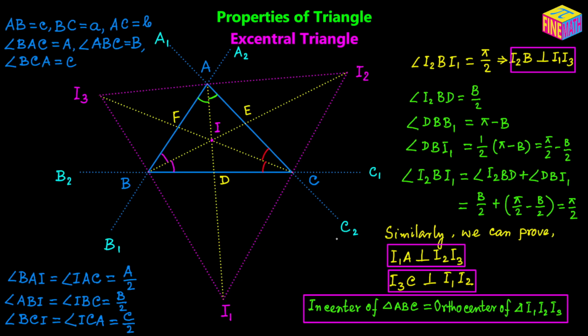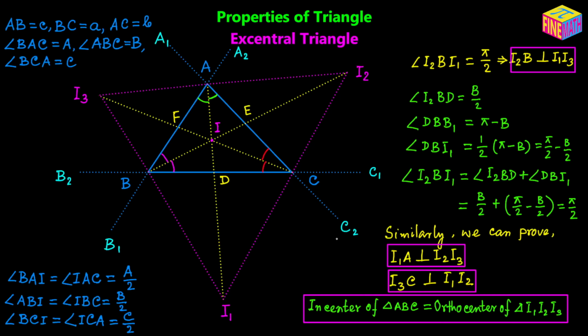This is the first proof that we wanted to do in this video, and now in the second part we are going to see how to calculate the size of each of the angles of this excentral triangle. I mean each of the interior angles of this excentral triangle, and here the excentral triangle is nothing but the triangle I sub 1 I sub 2 I sub 3. So we are going to find each of those angles, for example angle I sub 1 I sub 2 I sub 3, and the angle I sub 2 I sub 3 I sub 1, and the angle I sub 3 I sub 1 I sub 2.